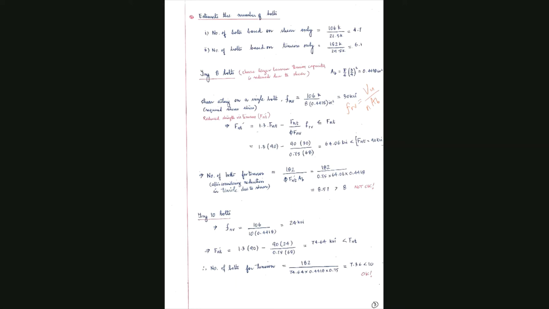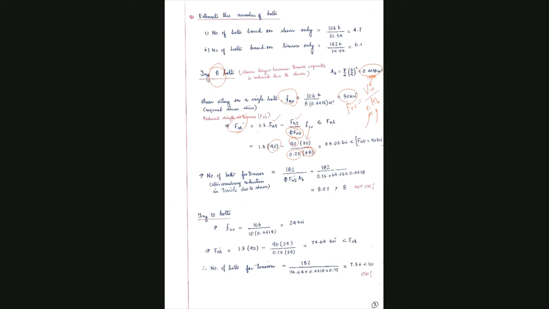So for the shear per bolt, we know that the value of Vu is 106. N we assumed to be 8, and Ab is 0.44, that is the area of the bolt. When you plug in these values, you find that the value of Frv is 30 ksi. Now we are in a position to substitute all the values to find Fnt prime. We need Fnt, which is 90, then phi, Frv and Fnv, which is also available in the manual. Phi is 0.75, and 90 is the same as Fnt.